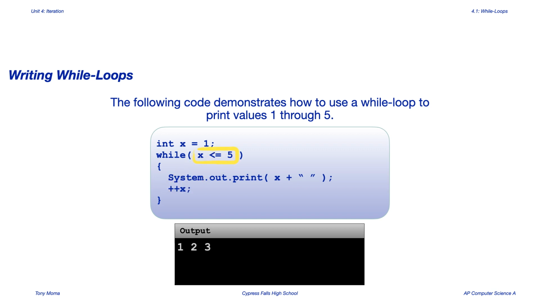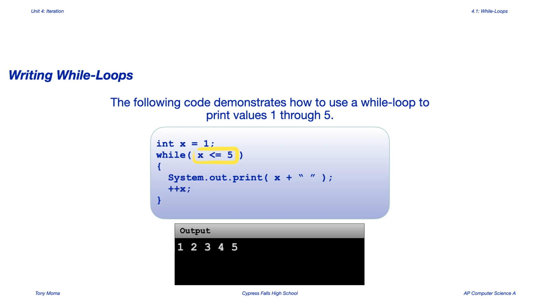So come back up to the Boolean expression. Is x less than or equal to 5? Yes, it is, because x equals 4. So we go back inside to the body. We print out x. x is 4. Then we increment x. So now x equals 5. We come back up to the Boolean expression. Is x less than or equal to 5? Yes, it is, because x currently equals 5. So we come back inside. We print it out. Then we increment x. So now x equals 6.